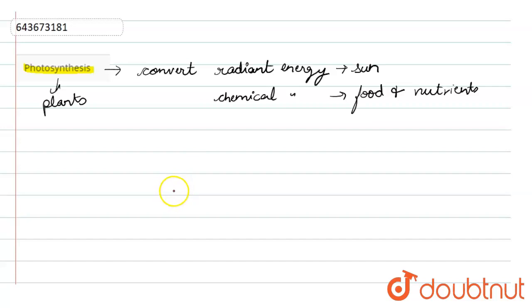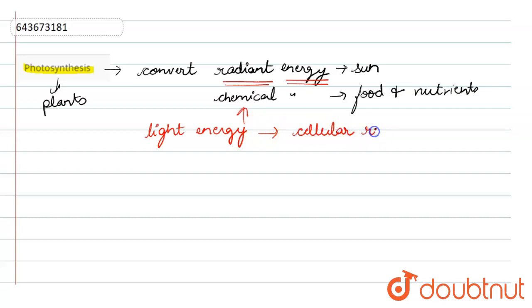for the plants. So in easier words, this is the process used by the plants which converts the light energy, alternate to the radiant energy, into the chemical one. Okay, now that happens through cellular respiration. Now this can be easily released by the plants afterwards.